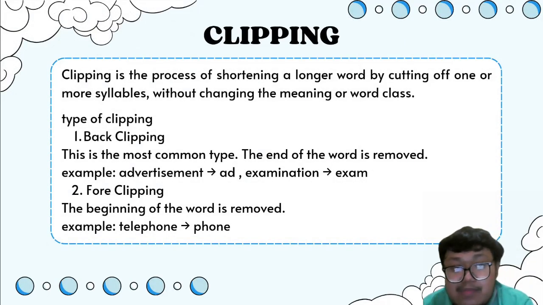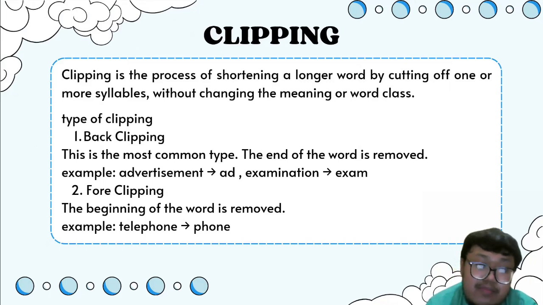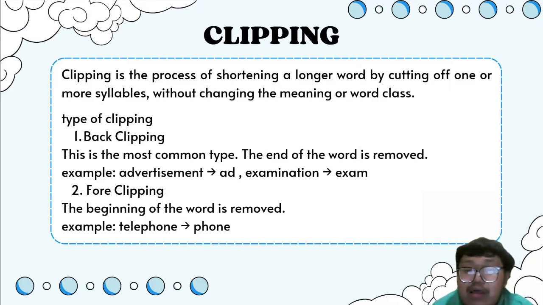Next we have clipping. Clipping is the process of shortening a longer word by cutting off one or more syllables while changing the meaning or word class. There are four types of clipping. The first one is back clipping. This is the most common type. The end of the word is removed. For example, advertisement becomes ad, examination becomes exam.